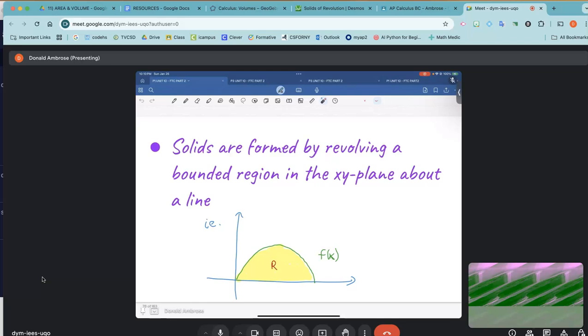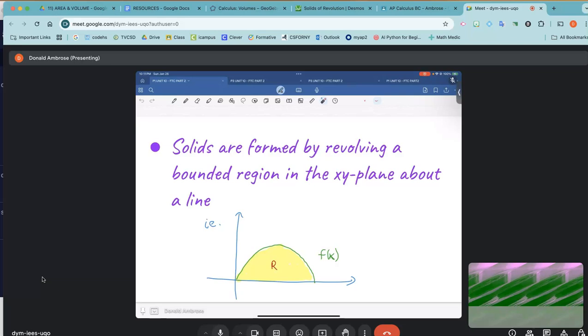So what are the solids going to be that you're going to find the volume of in this unit? Well, the way that the solids are going to be formed is by starting with a region, R, that'll be bounded by, in this case, this f of x graph and the x-axis. It's a region bound in the xy coordinate plane, and what we do is we revolve that region about a line. It could be the x-axis, could be the y-axis, and so on. And when we revolve that region, then a solid is going to form.